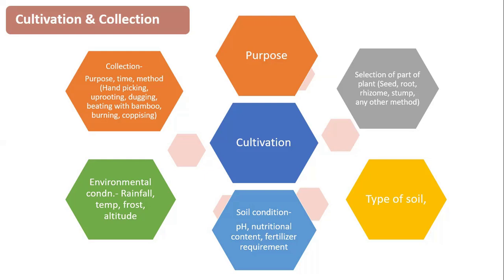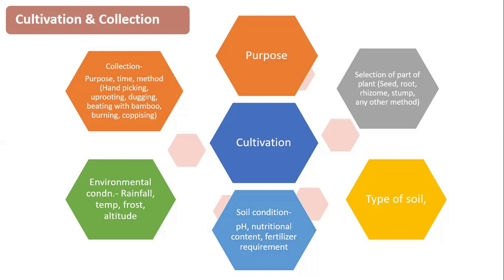Then altitude, that is the height from the sea level, that you also have to check for this particular plant material. This information you have to obtain from different reference books such as the Indian Pharmacopoeia, Ayurvedic Pharmacopoeia, Herbal Pharmacopoeia, British Pharmacopoeia, everything is there. So after that, you have to cultivate. Now it's time of collection.